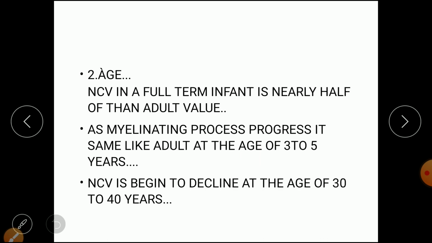The second physiological factor is age. NCV in a full-term infant is nearly half of the adult value. Full-term infant after delivery: the NCV value is half of the adult value. As the myelination process progresses in infants, it becomes like adult at the age of 3 to 5 years. So at the age of 3 to 5 years, after the complete myelination process, the NCV value in infants is like an adult. NCV begins to decline at the age of 30 to 40 years. So nerve conduction velocity will gradually decrease at the age of 30 to 40 years.